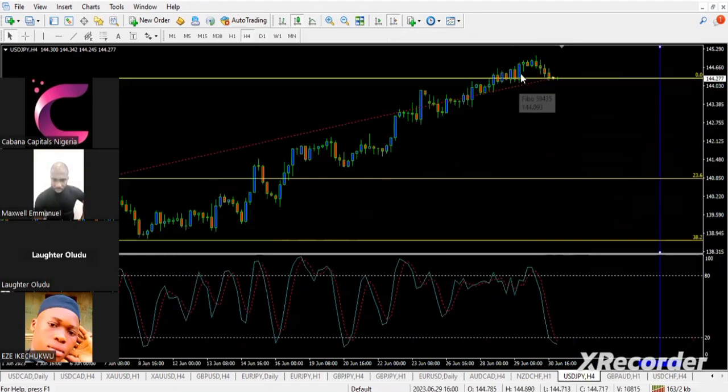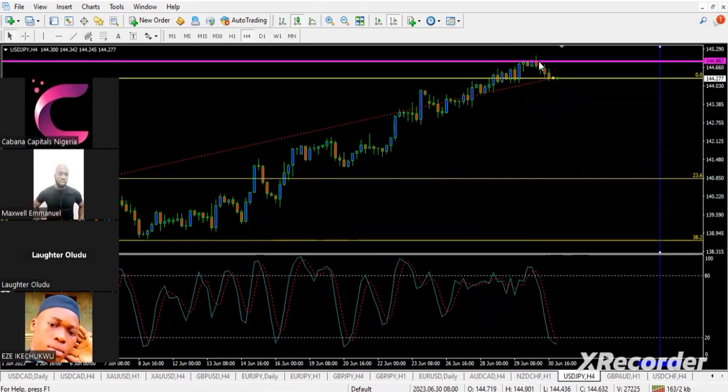Let's go to 4 hour. So you can see what we have on 4 hour. This is a sell setup on USD/JPY. If you want to buy, then there has to be a breakout from this resistance. You can't buy now. It will not be a smart move. See that price breaks this resistance level for me to buy. But my bias on USD/JPY is bearish at the moment.